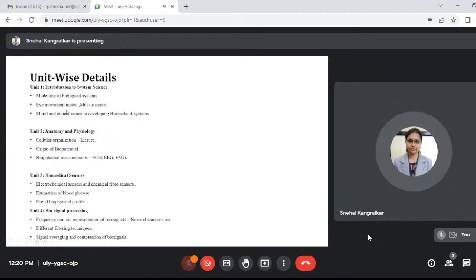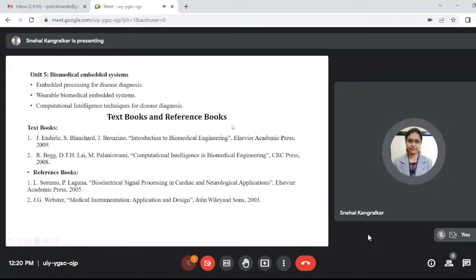Okay, so here we have some textbooks and reference books. These are already available, and I will provide you these textbooks or reference books.